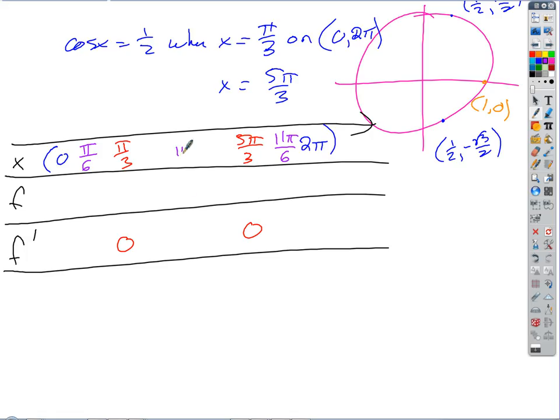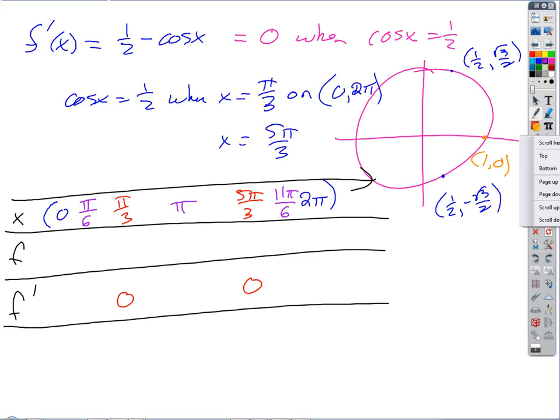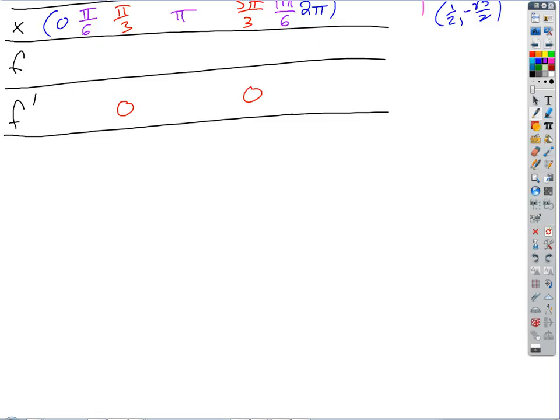Right in between. So now we just want to find, do we need to go through and actually evaluate the whole first derivative and get number values? No. We just need signs, so it makes it easy. Right, so our derivative function is just 1/2 minus cosine x.